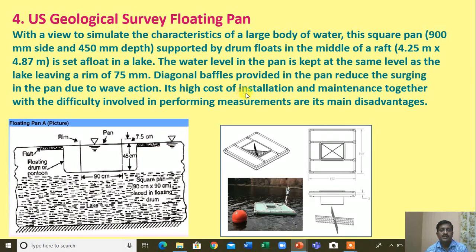Its high cost of installation and maintenance, together with difficulty involved in performing measurements, are its main disadvantages. So you can see here this particular floating pan. And the cross section of that, but you can see the pictorial view also, how it floats on the water, and it is a square pan especially. As stated here, the disadvantages are difficulty involved in performing the measurements, and because of its construction, high costs in installation and maintenance together.